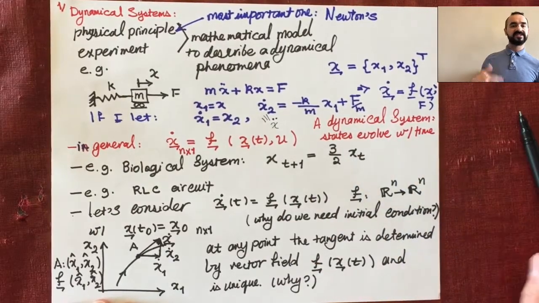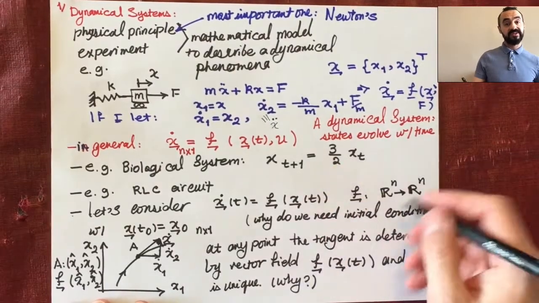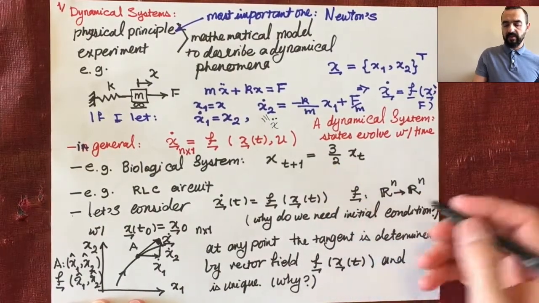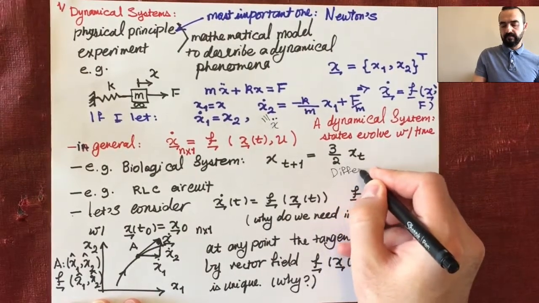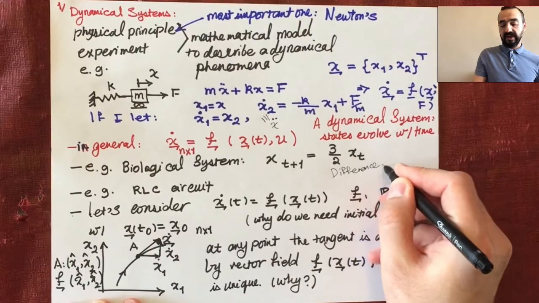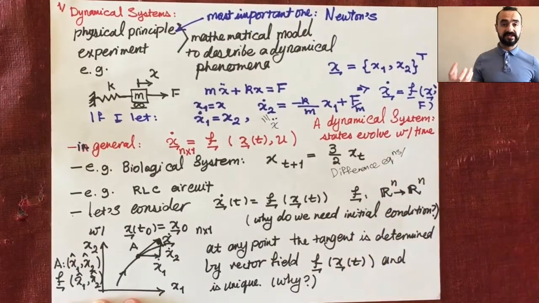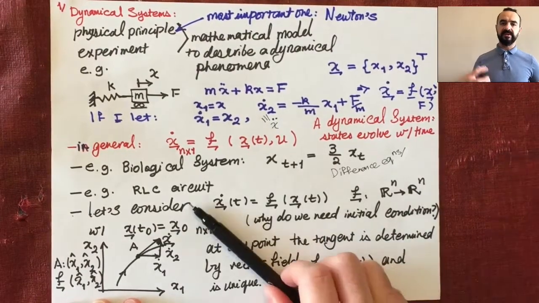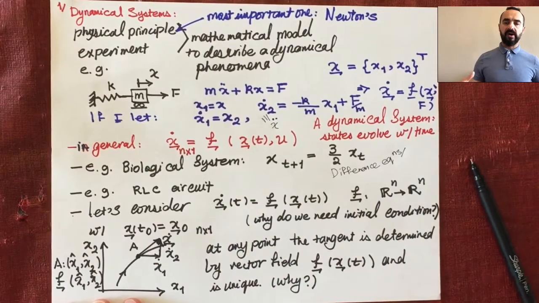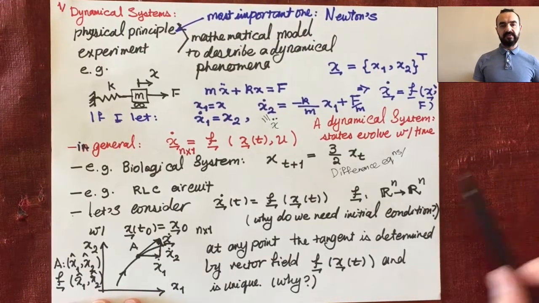So we are dealing with two types of equation. We are dealing with the difference equations and differential equations. So both difference equations and differential equations are used in dynamical systems. And then we talked about the RLC circuit, for example, another example of a dynamical system. So, all right, now let's consider this type of dynamical system.